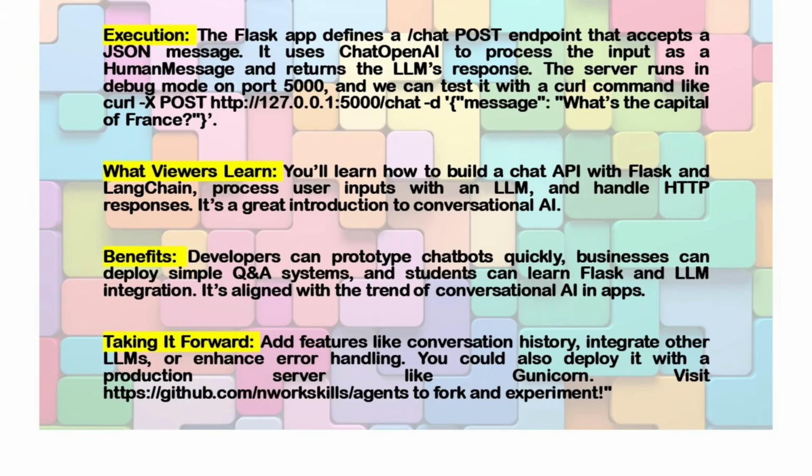Taking it forward, add features like conversation history, integrate with other LLMs, and other enhancements like error handling. You could also deploy on a production server like Gunicorn, and visit GitHub and go to /agent to fork and experiment.